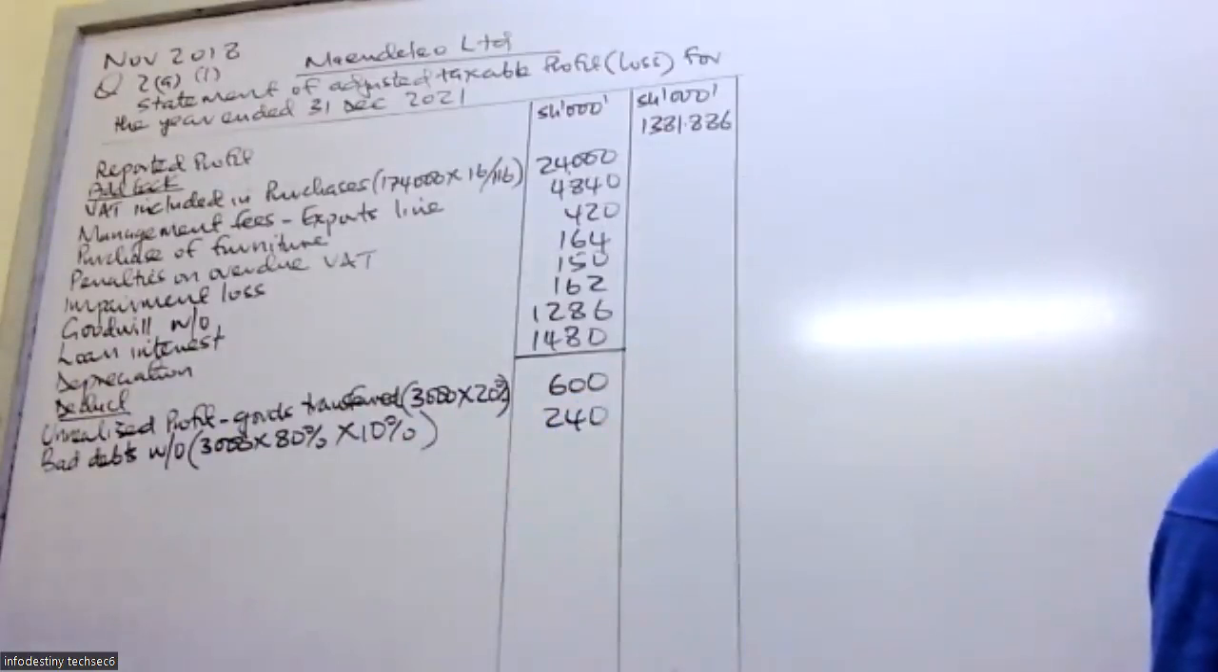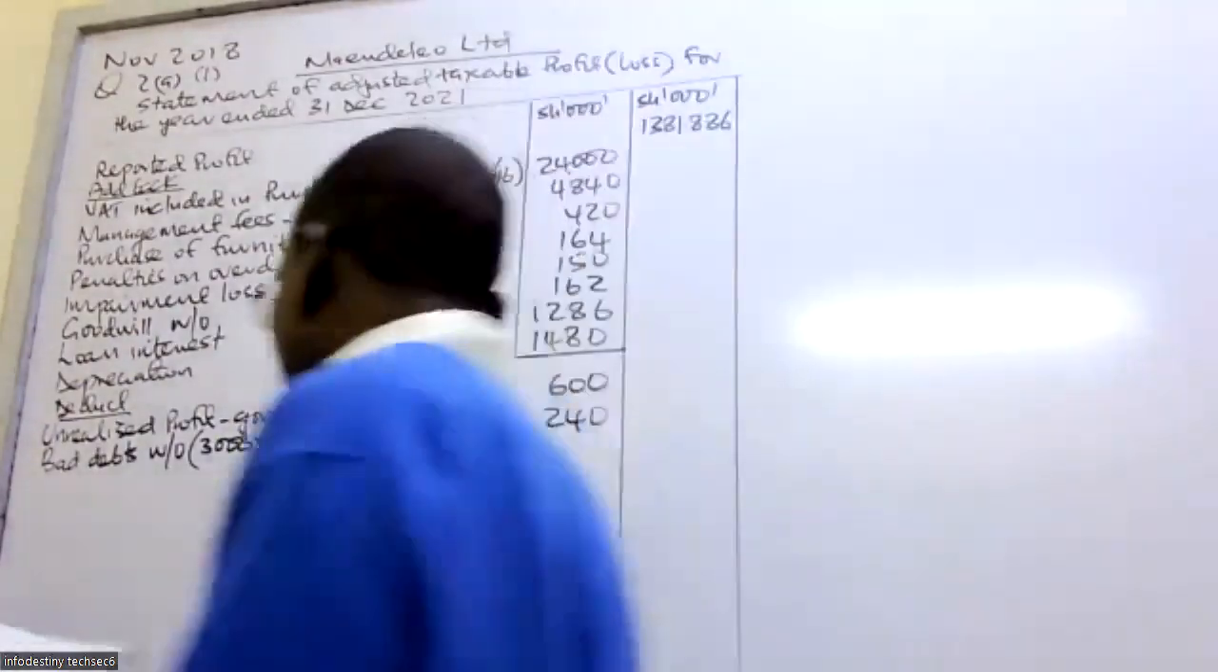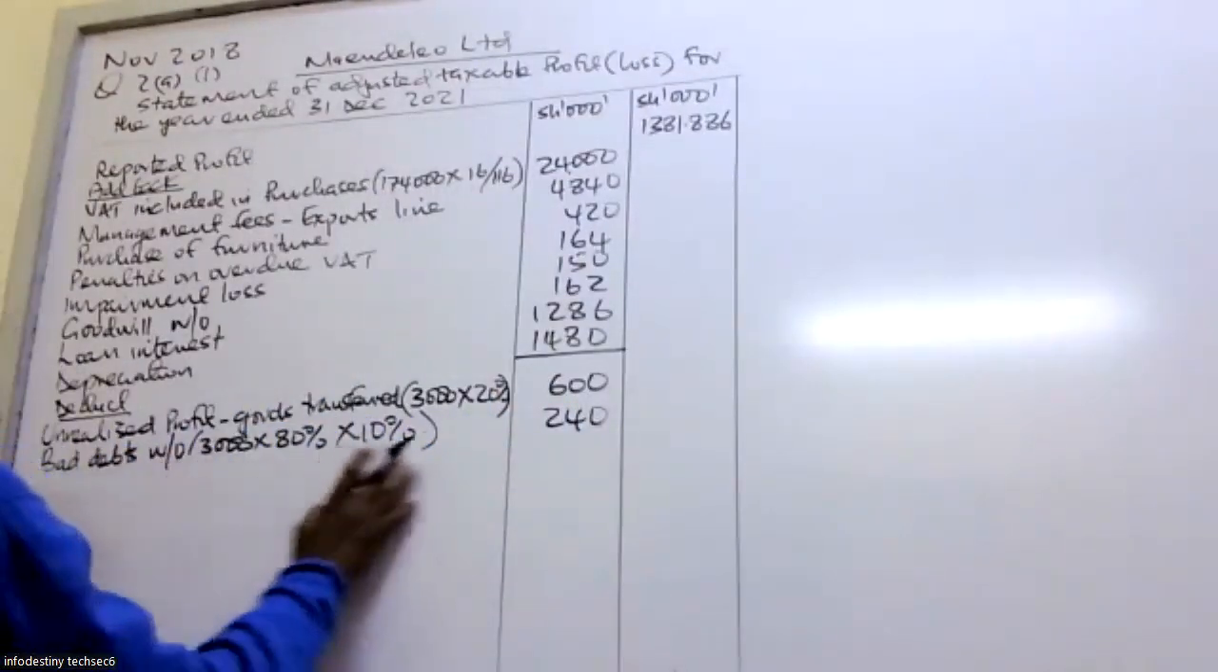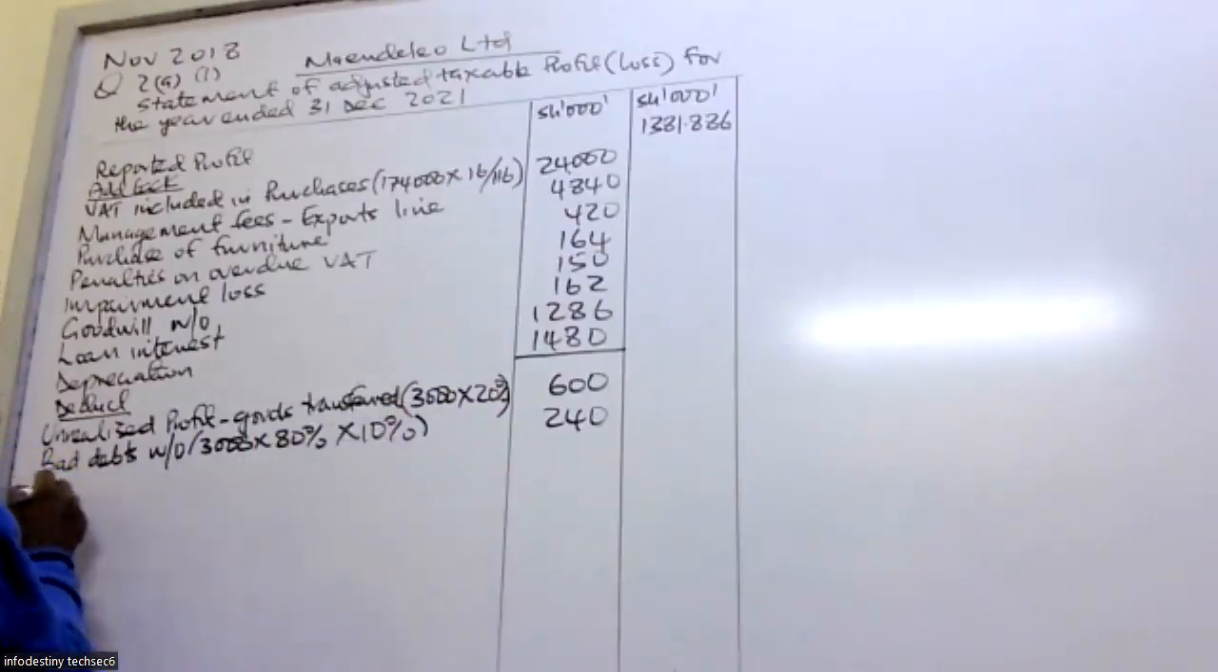The next item is insurance recovery for stolen motor vehicle. 968 is a capital item. So insurance recovery.